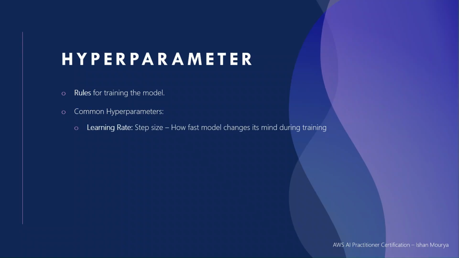First is the learning rate. Learning rate is the step size, so how fast your model is going to change its mind during the training. What does it mean? Your model is going through the training data and trying to build up functions, the relations. Now something comes along which is not okay with the function it has already built. The learning rate is going to define how fast it is going to change its mind.